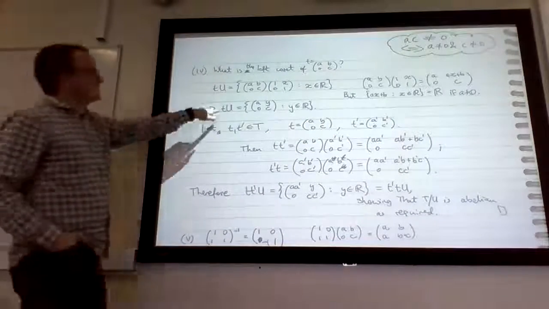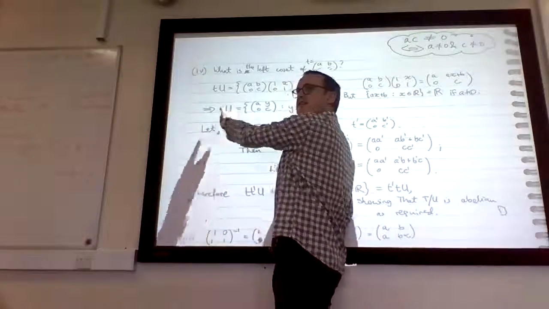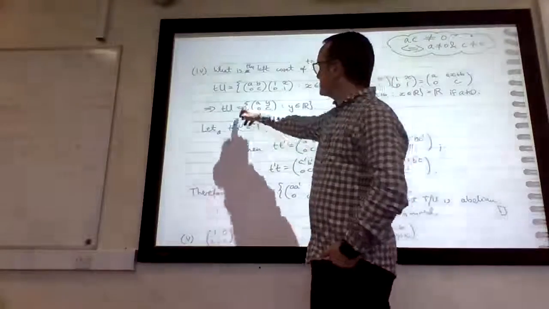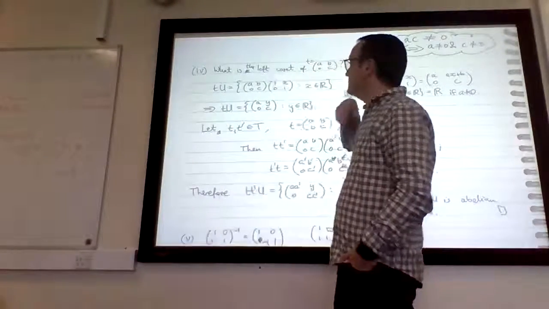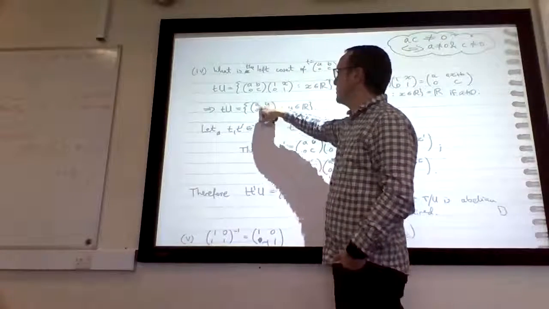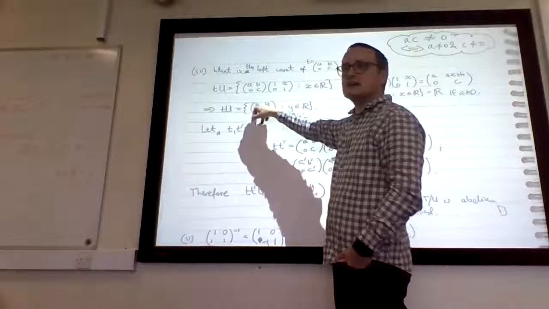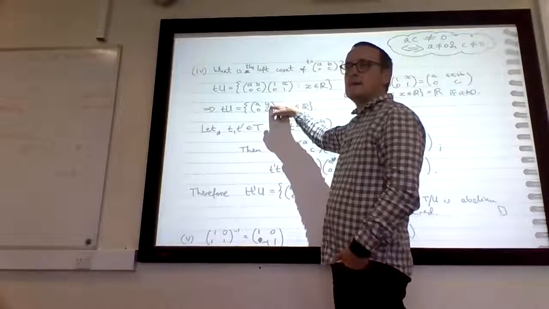So this is his interesting observation. This is like a characterization of the left coset of little t. The left coset of little t consists of all matrices from capital T which look like the representative little t in these bottom three entries. Must have a, must have 0, must have c. They can have anything they like up here.